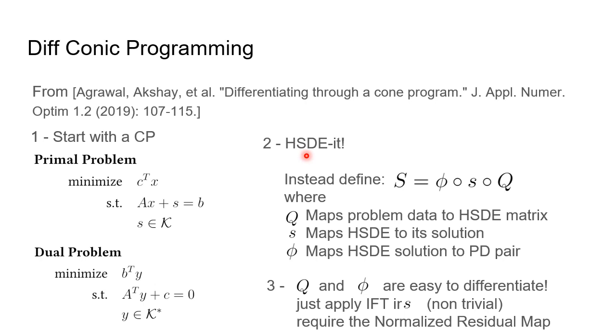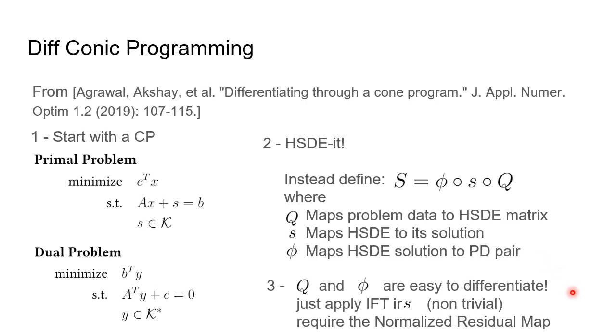But then to do things here, we need a little bit more work. So instead of just using straightly the homogeneous self-dual embedding, we define this composition of functions where Q is just a matrix for the self-dual homogeneous embedding. S is a map between the HSD and the solution of the problem. And then phi is a map of the homogeneous self-dual embedding and the primal dual pair, which is the solution of the primal and the dual, in this case, the variables X, S, and Y.